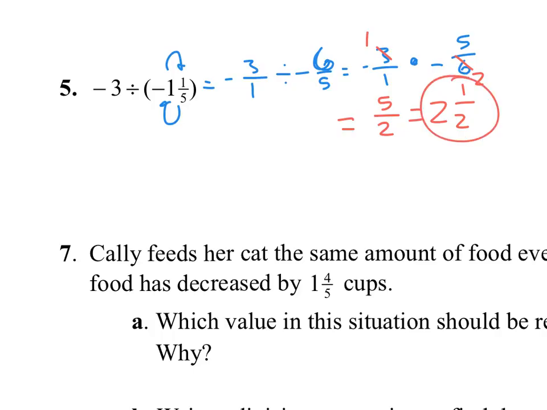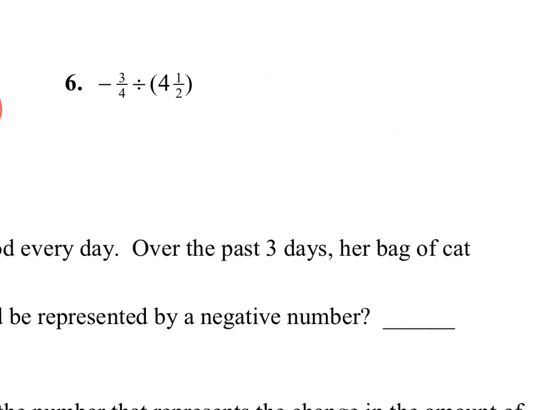Okay, number 6. On number 6, we've got negative 3/4 divided by 2 1/4. So let's leave the first fraction alone. So negative 3/4. Let's go ahead and convert our second mixed number into an improper fraction. So 2 times 4 is 8. 8 plus 1 is 9. So divided by 9 fourths. And let's flip the second fraction to its reciprocal. So 4 over 9. And when we flip the reciprocal, the division becomes multiplication.